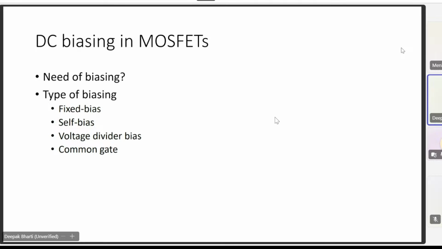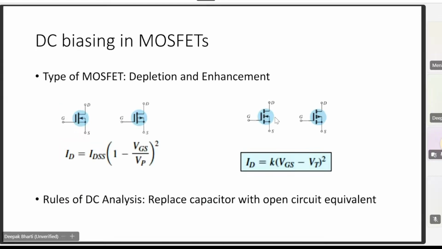Now, how many different types of biasing arrangements are there? Though there can be n number of biasing arrangements, there are some standard biasing networks that we generally follow. The first of them is fixed bias, then self bias, voltage divider bias and common gate. Let's take each one of them in turn.